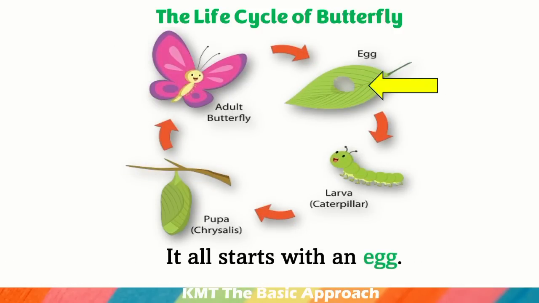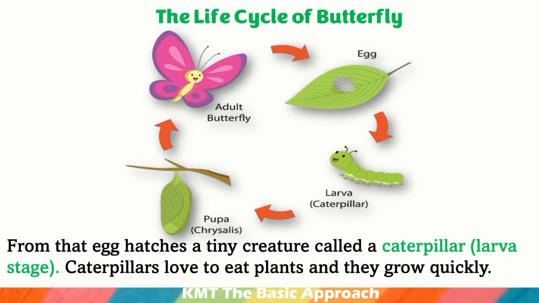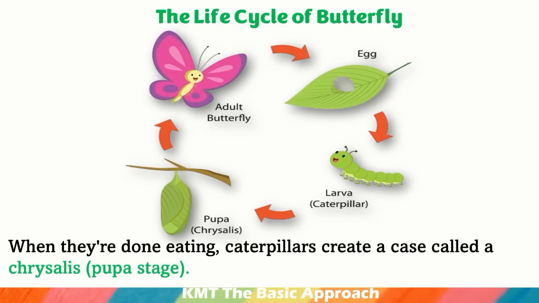First, it all starts with an egg. From that egg hatches a tiny creature called a caterpillar, or larva stage. Caterpillars love to eat plants and they grow quickly. When they are done eating, caterpillars create a case called a chrysalis, or pupa stage.